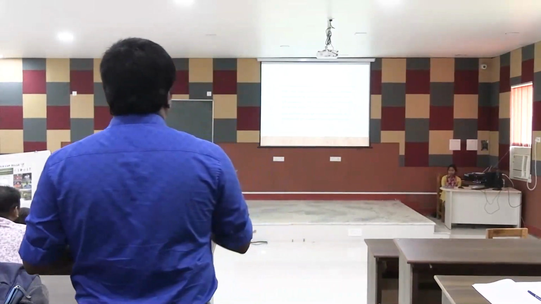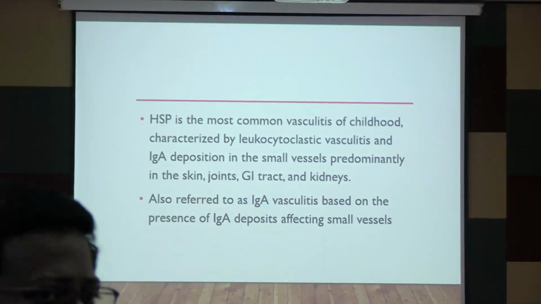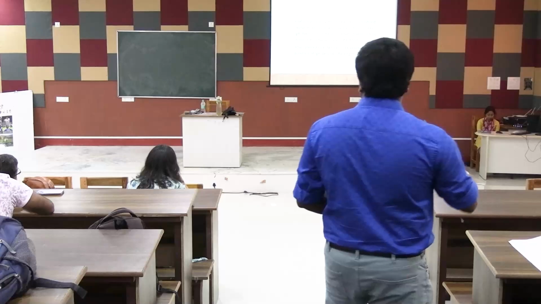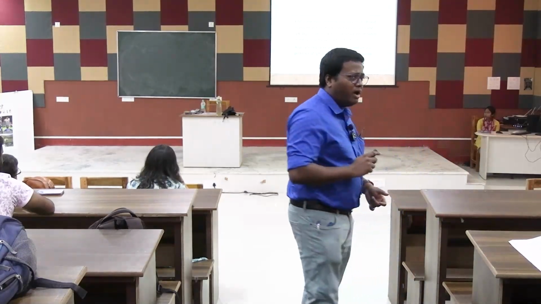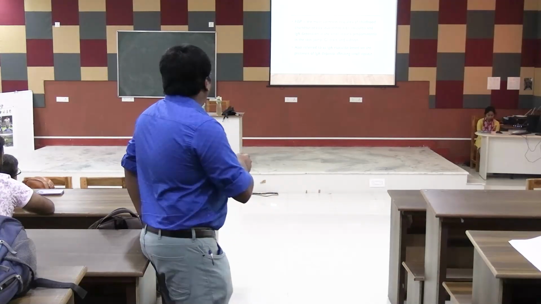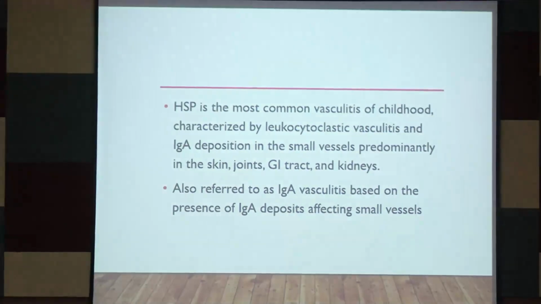So let's see. HSP is the most common vasculitis of childhood. Remember this, it will be asked in your NEET PG questions. Most common form of vasculitis in childhood. Okay, remember this is HSP. It is predominantly medium vessel vasculitis, small vessels can also be seen. This is also referred to as IgA vasculitis. Why IgA vasculitis? Because in this form of vasculitis there is deposition of IgA in the vessels. Okay, other name is IgA vasculitis. So commonly deposited in skin, you will find the dermal findings in skin, joints, GI tract and kidneys.